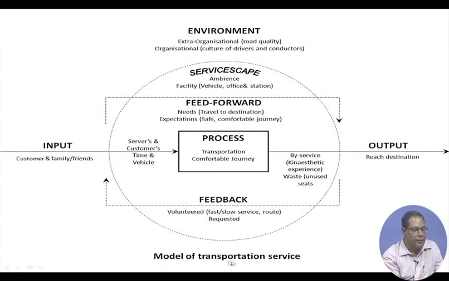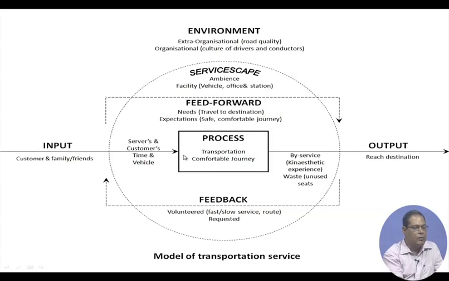So this is another example of a transformation service system. Here the input is that of the customers and family or friends, and then the server and the customer's time and vehicle, these come as an input to the process. The process is that of transportation. So this is the need, what kind of process. What this transportation helps to satisfy is the need of the customer. Then the process is that of a comfortable journey.